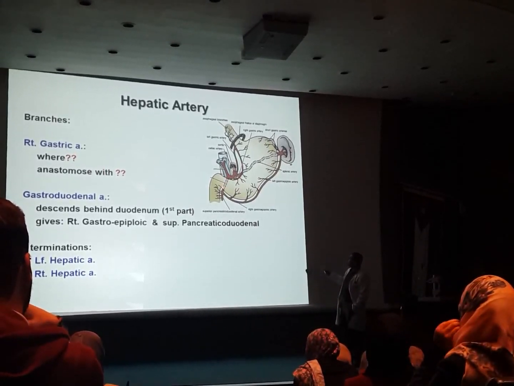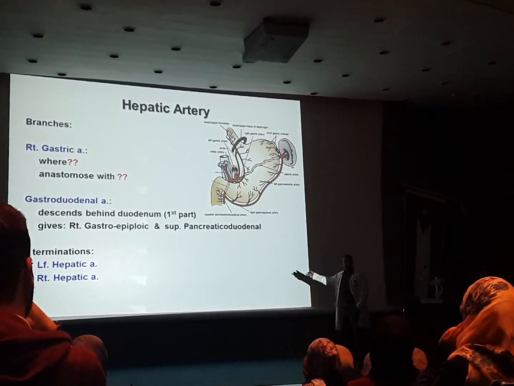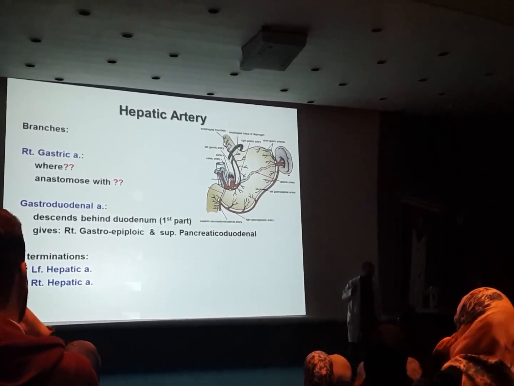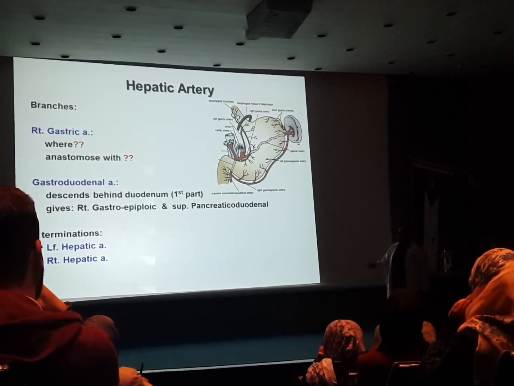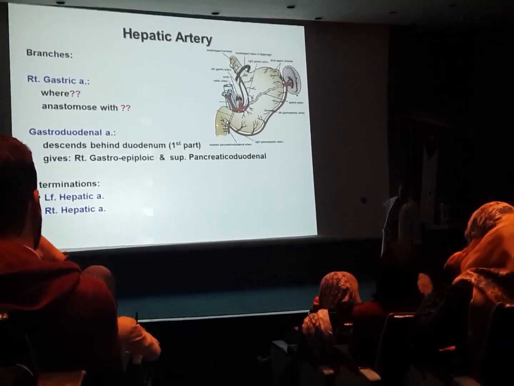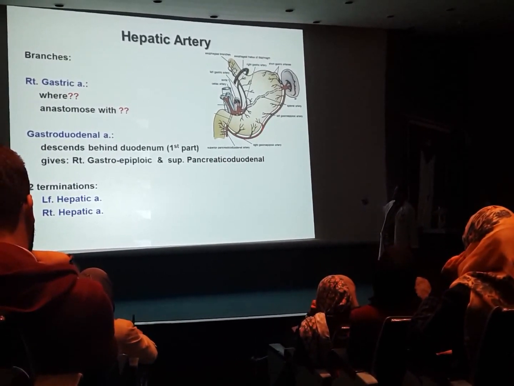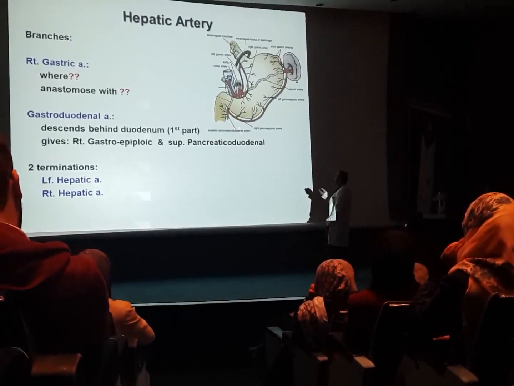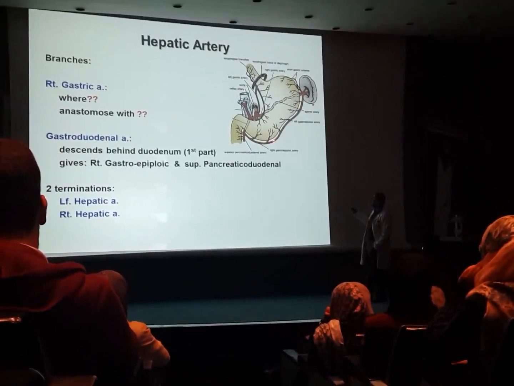Then it will give this branch, as you see. Now this branch, you see it, behind the first part of the duodenum. We would call it gastroduodenal. Why do we call it gastroduodenal? Because it's going to supply the stomach and the duodenum. At the lower part, once it leaves the first part of the duodenum, below the first part of the duodenum, once it comes down, it will give the right gastroepiploic artery, as you see. So this now, we will call it the right gastroepiploic.